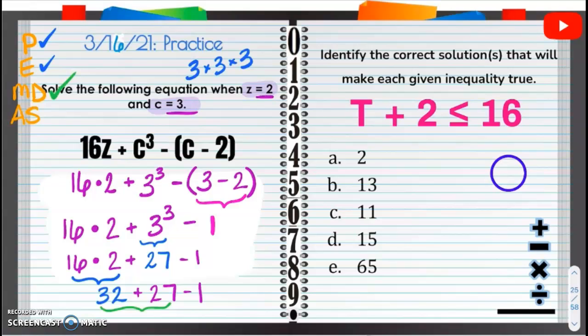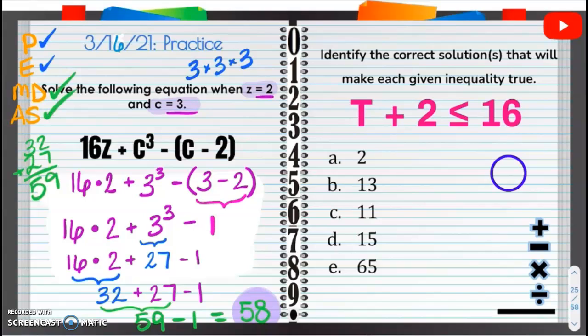32 plus 27. Let's see, 32 and 27. 7, 8, 9, 3, 4, 5. So I get 59. Then I'm going to bring down that minus 1. 59 minus 1 is going to equal 58. So there's our answer there, 58. All right, and we're done. Woohoo! Let's take a look at the next part.